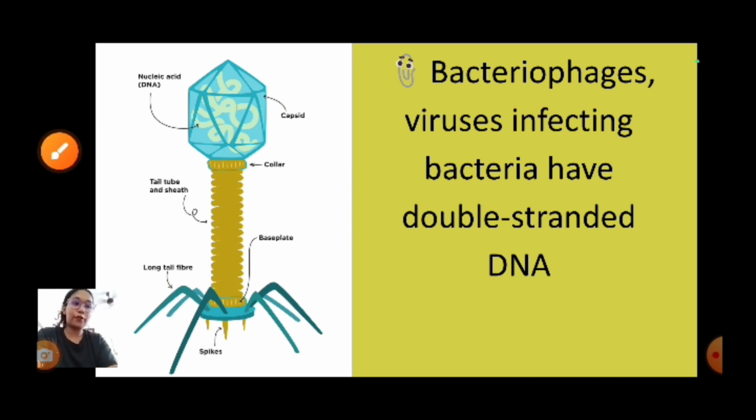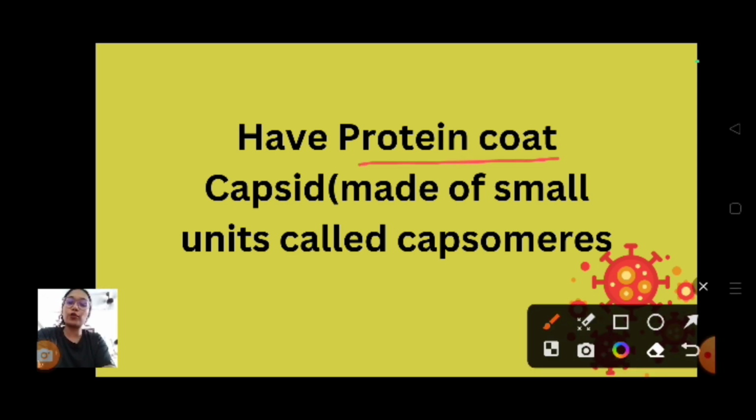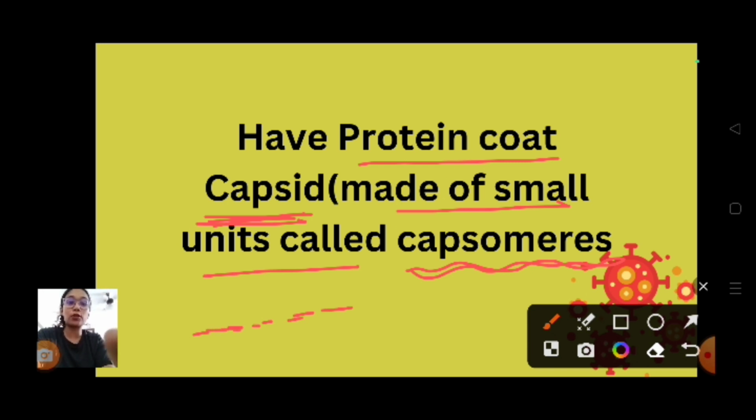Okay, moving on to the next slide. They have a protein coat, which we have already discussed, the capsid, a proteinaceous coat. These capsids are made up of small units called capsomeres. These small units, the capsomeres, hold together to form the capsid, the outer proteinaceous layer of the virus. Clear?